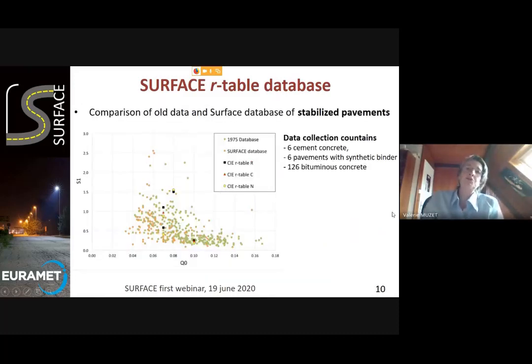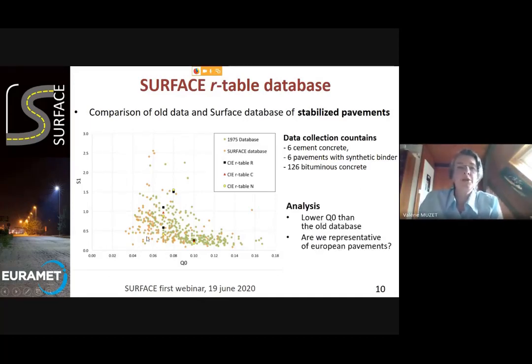So I go back to the database we use in the Surface project. We compare, in this picture, the old data, again in green, to our database of stabilized pavements. Our data collection contains a majority of bituminous concrete, but also some pavements with synthetic binders and cement concrete. And you can see that we have lower Q0 than the old database.